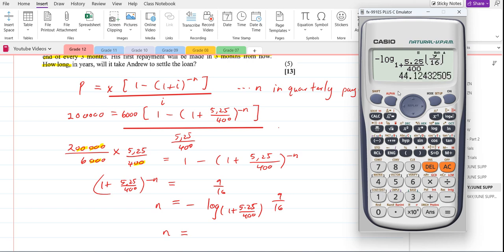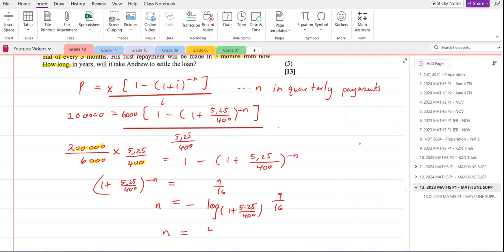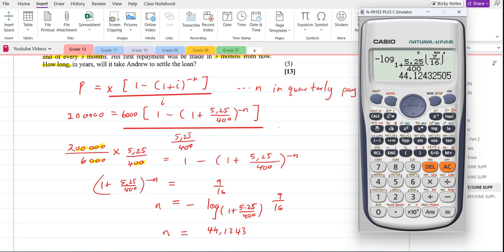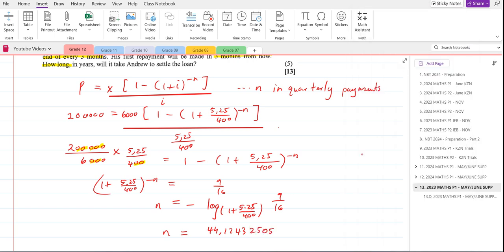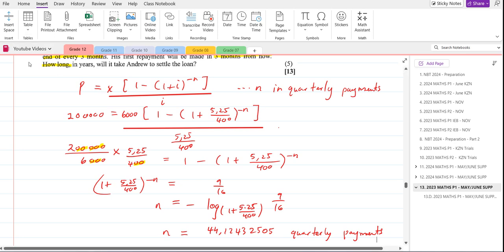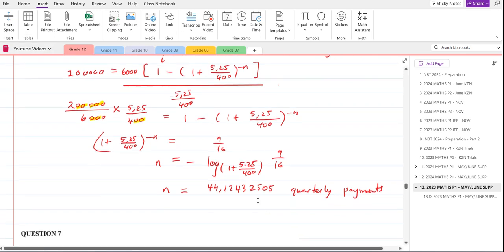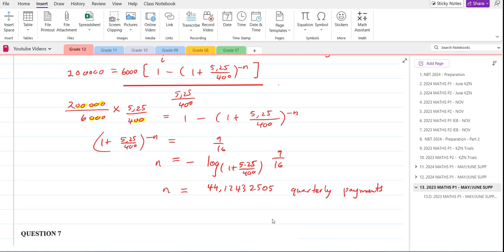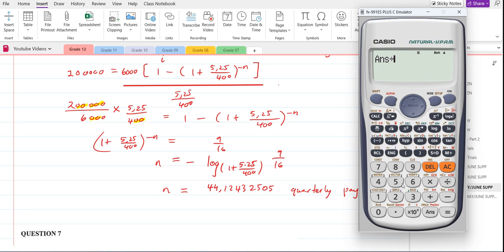Right, so we're getting 44,1243. That's what I've got. 44,1243, 2505. Quarterly payments, right? Now I'm going to take this and divide it by 4. So I'm going to take 44 comma this and divide it by 4. So I'm going to get n is equal to 11,03 years.